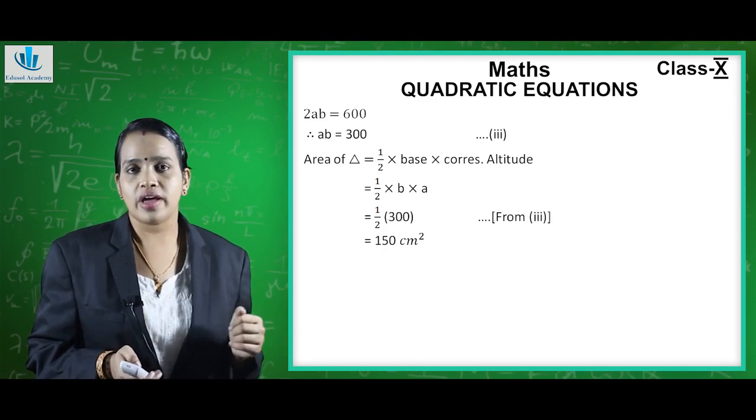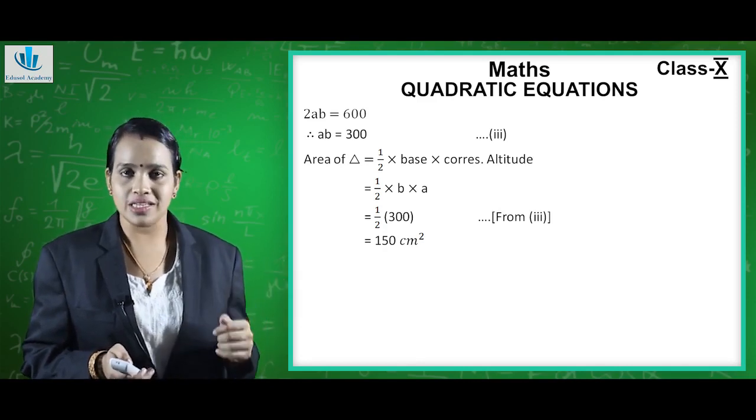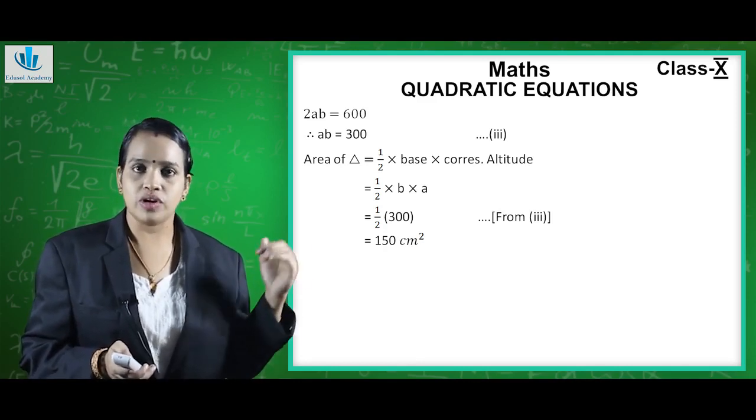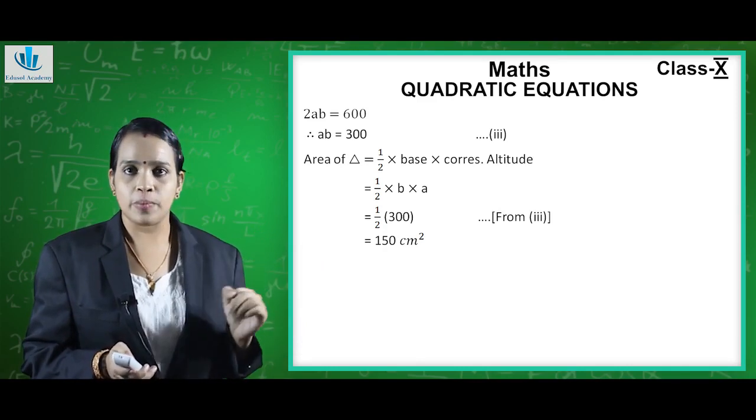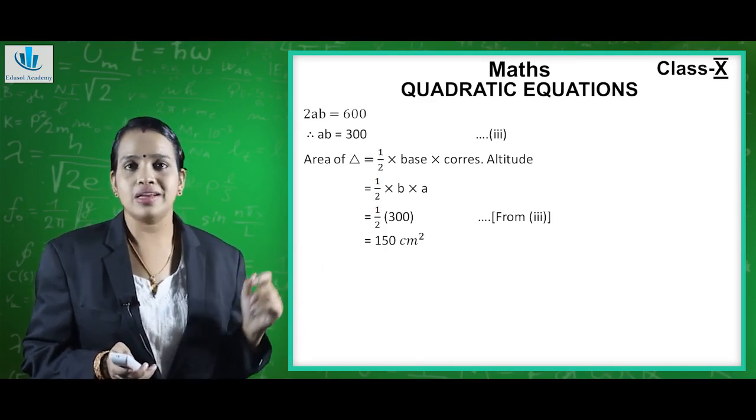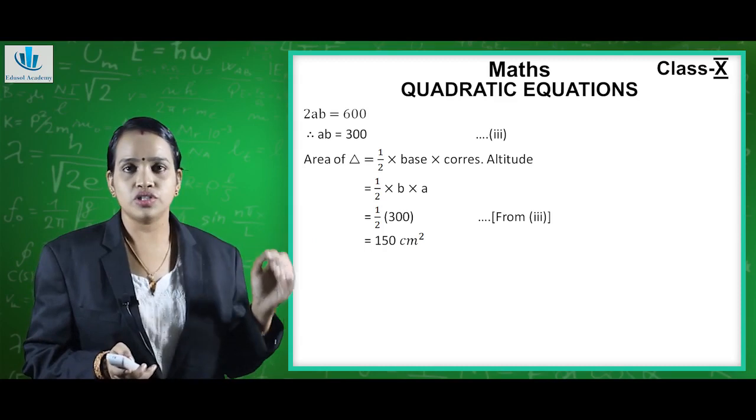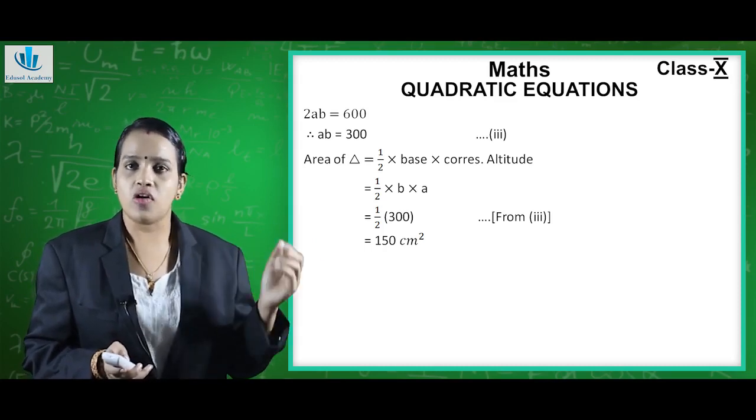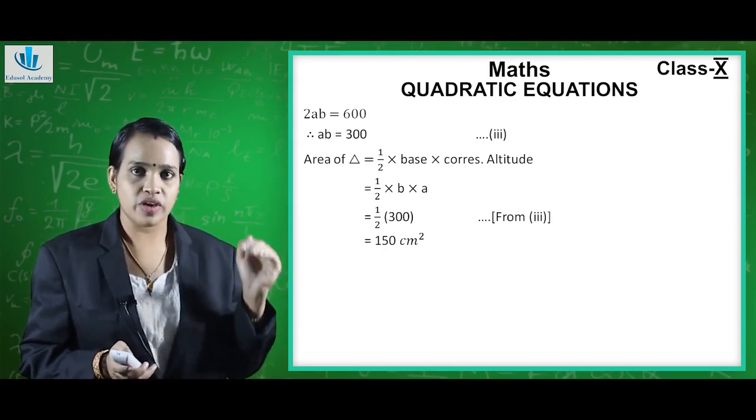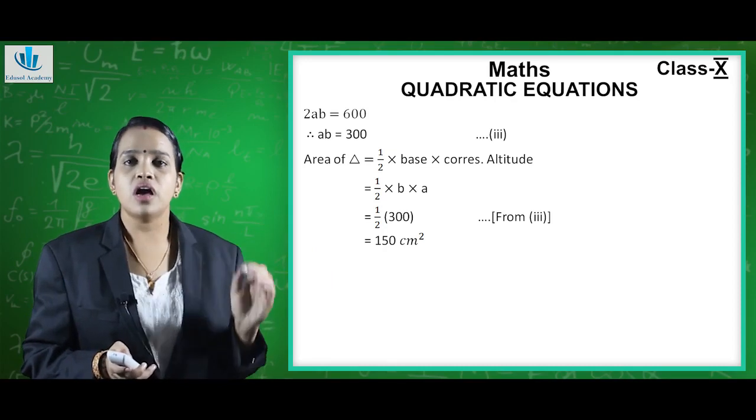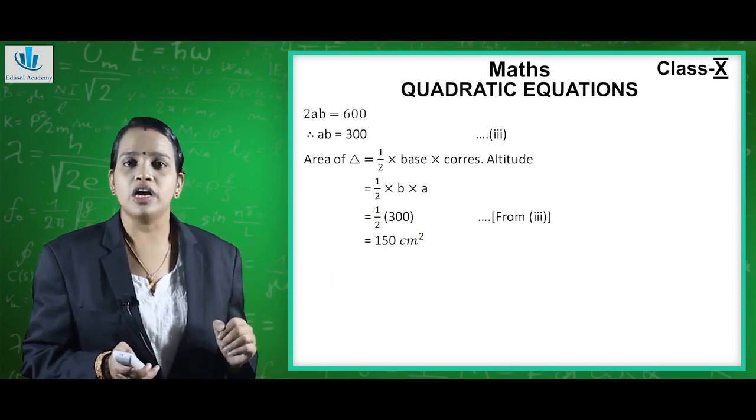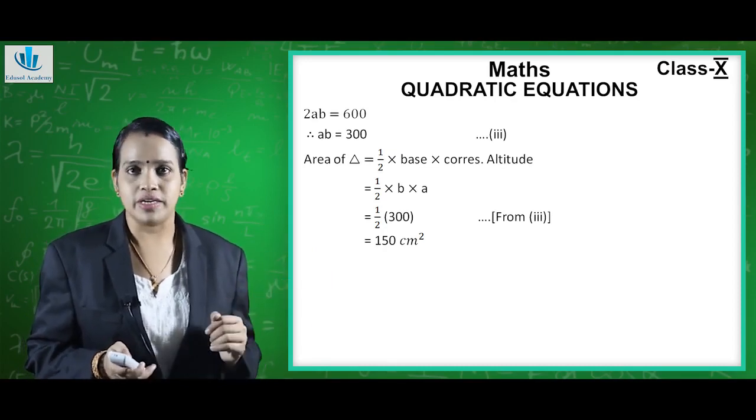Now for the area of the triangle, we can put the formula, that is half into base into corresponding altitude. So 1 upon 2, our base of the triangle is B, into our altitude, it is A. Now we have already got the value of AB, so we can put it over here. So it becomes half into 300, it becomes 150 square centimeter.